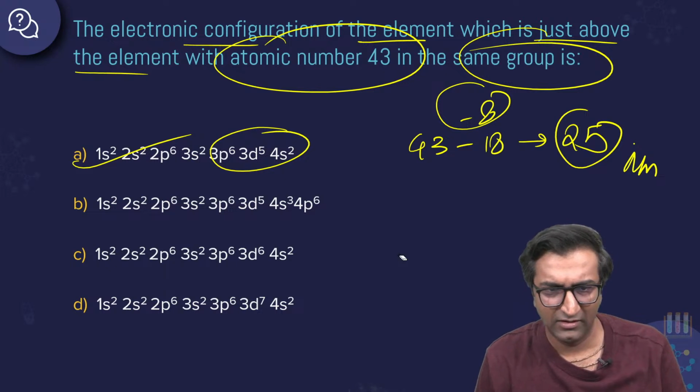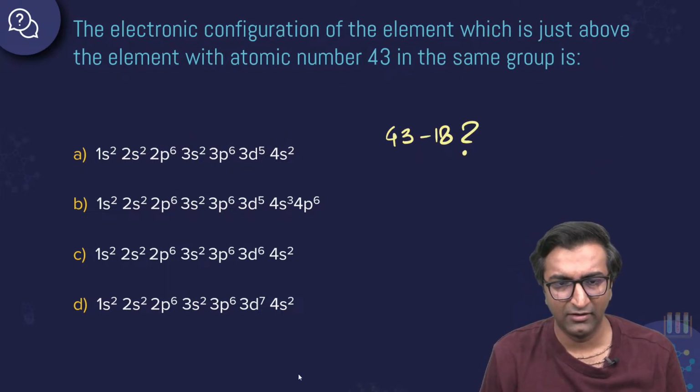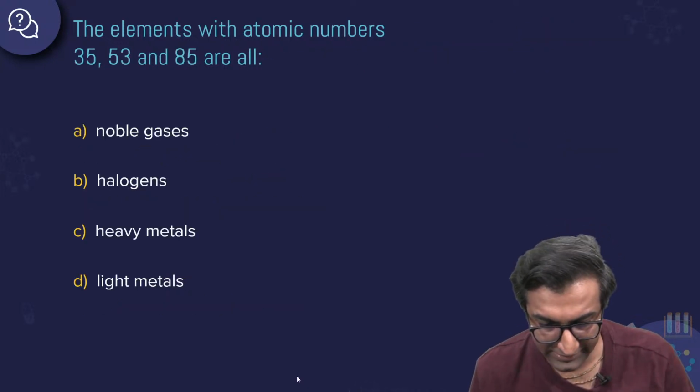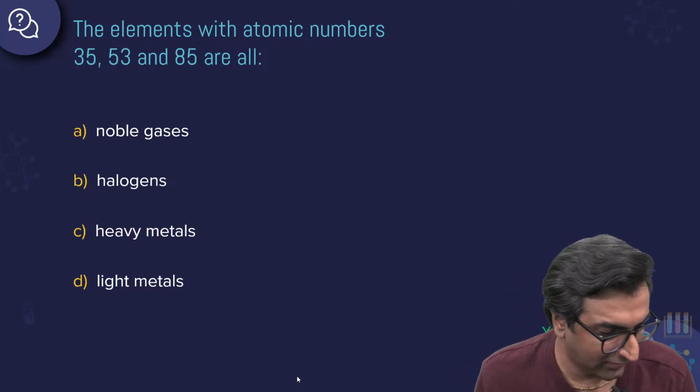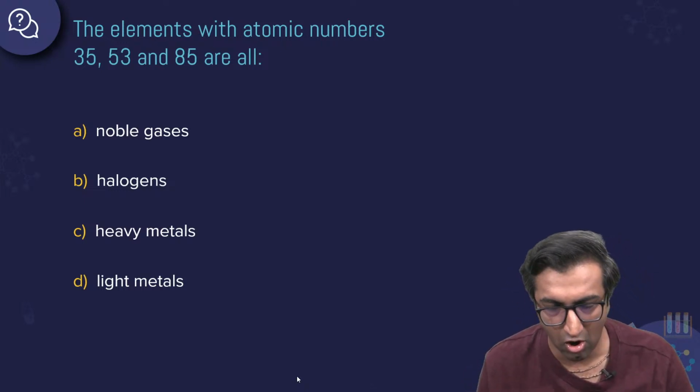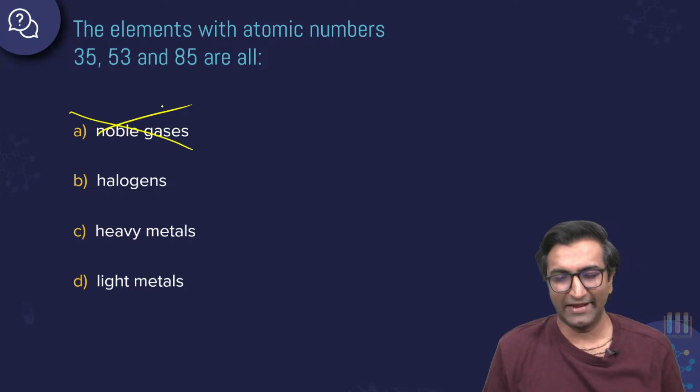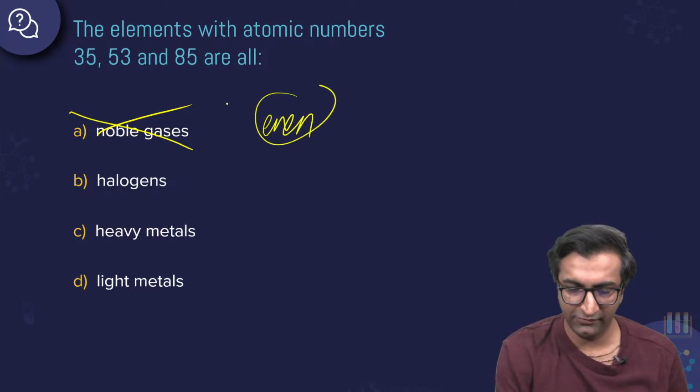All right. Yeah, that's great, Rajan. Yeah, that's great. You should do that. If you have physical periodic table, great. Yeah. Best ROI. Yeah. All right. The elements with atomic numbers 35, 53, and 85 are all, they are not noble gases. Only noble gases should have even numbers. They can't have odd numbers.